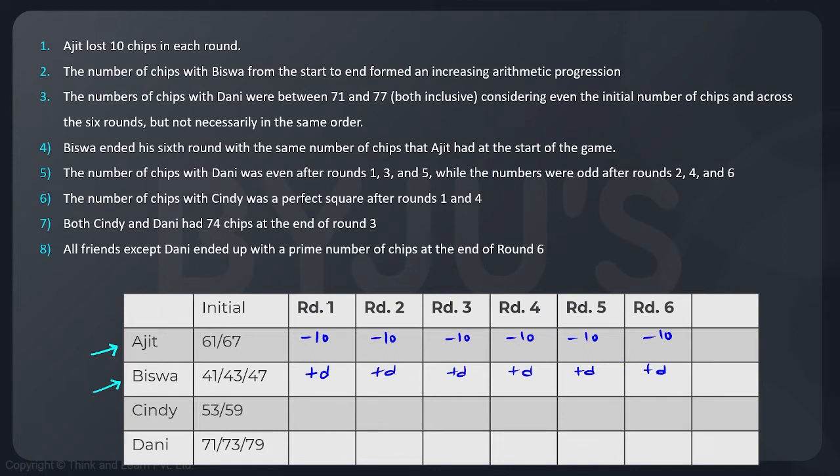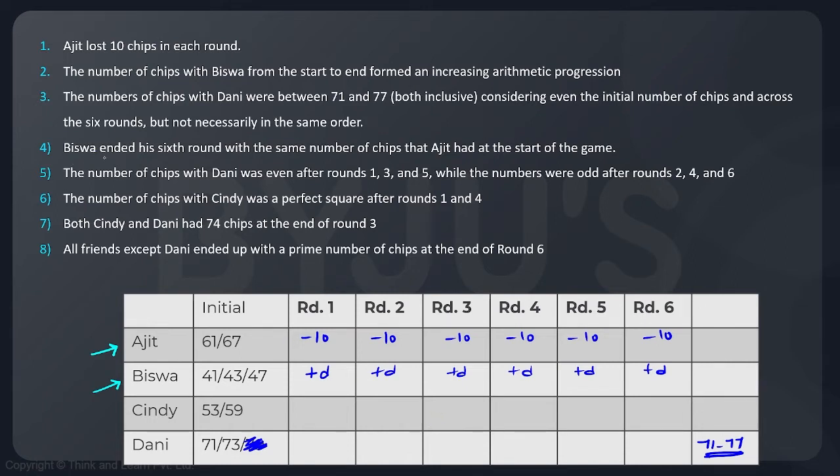Third, the number of chips with Denny were between 71 and 77, both inclusive, considering even the initial number of chips and across the 6 rounds, but not necessarily in the same order. That means 79 is not a possibility. So Denny has 71 to 77. These 7 numbers are used in these 7 cells. So at some place I will have 71, at some place I would have 72, at some place 73, and so on up to 77.